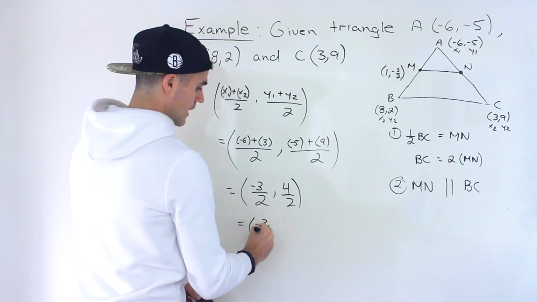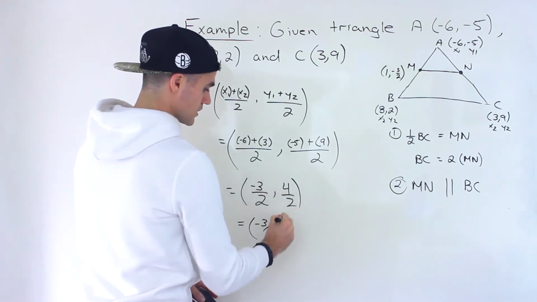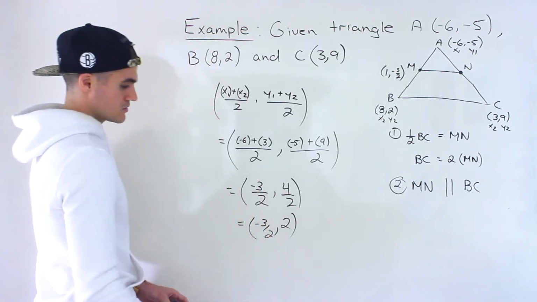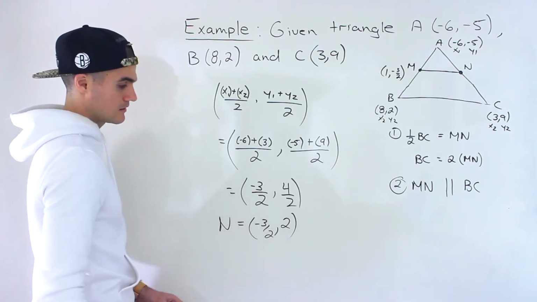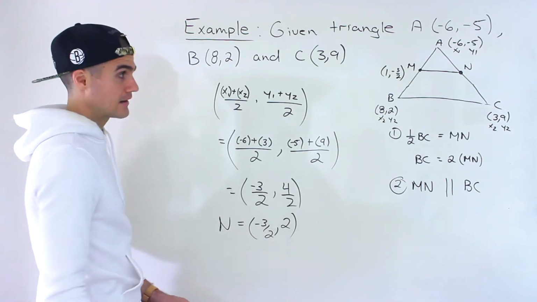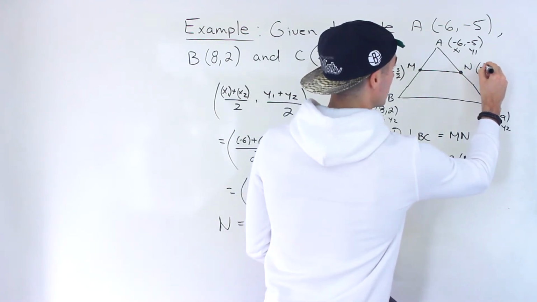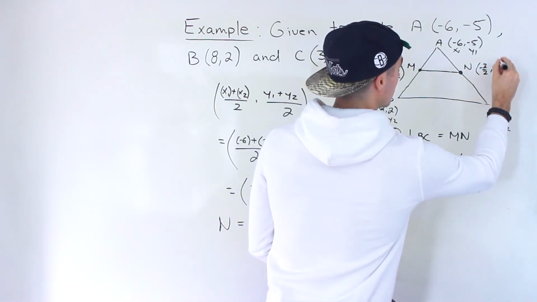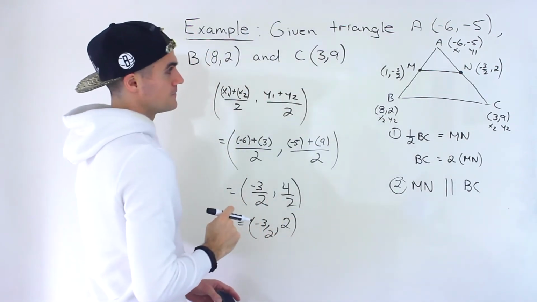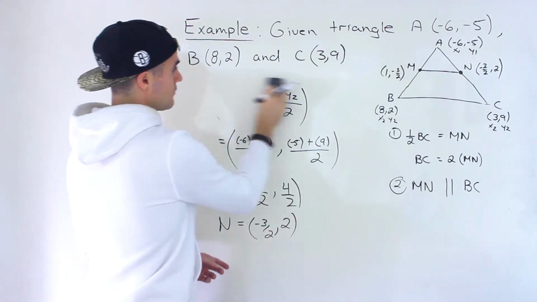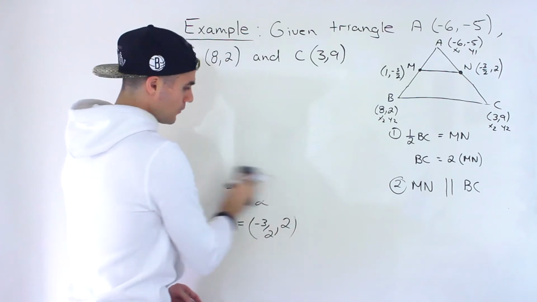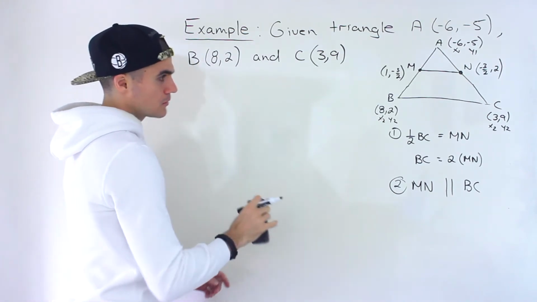Just be careful with your algebra over here, especially if you're dealing with fractions. So that's going to be the midpoint N: negative 3 over 2 and 2. So that's going to be over here, like that.